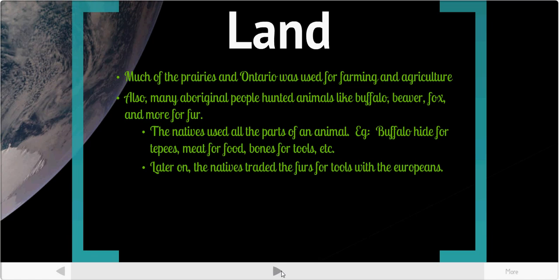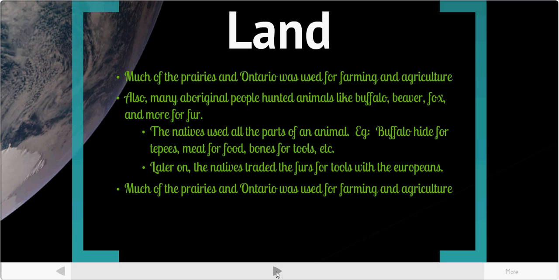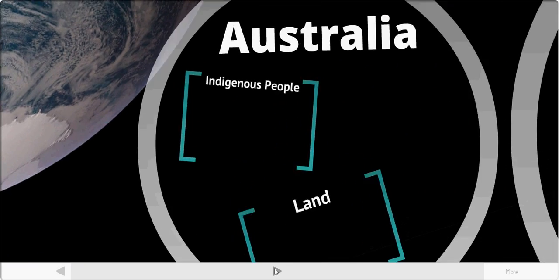And later on, the natives would trade fur with the Europeans, such as beaver pelts, because they were in very high demand in Europe. Much of the prairies in Ontario was used for farming and agriculture, as I said before. That's a repeated point.